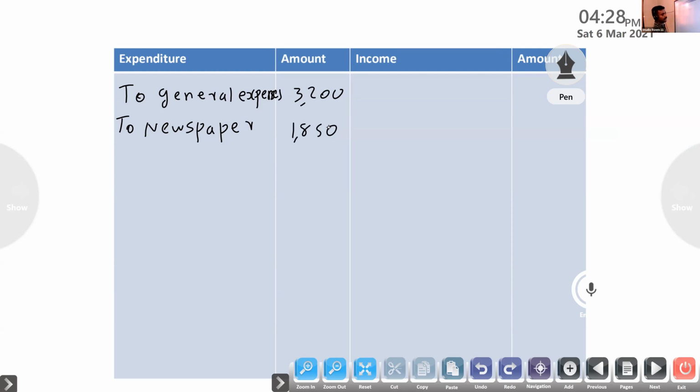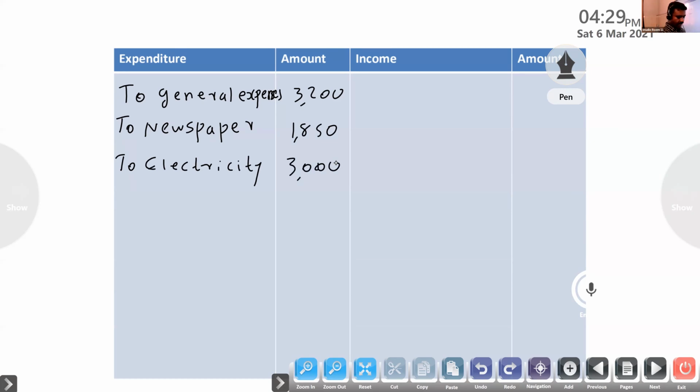Next, electricity. Where will it come? Expenditure. Yes, to electricity. No adjustment. To electricity, 3,000. If any adjustment is there, we will adjust.